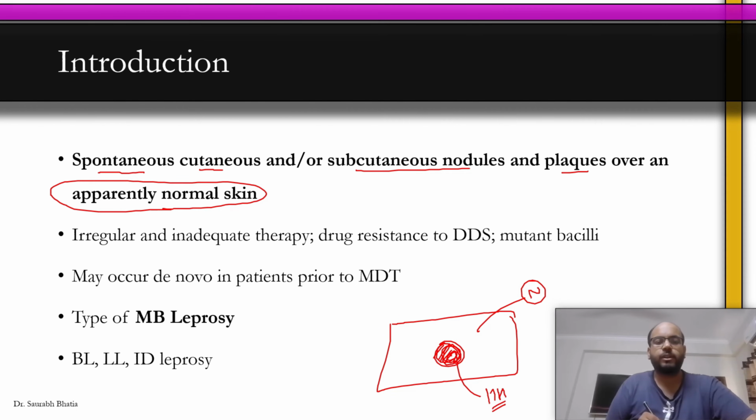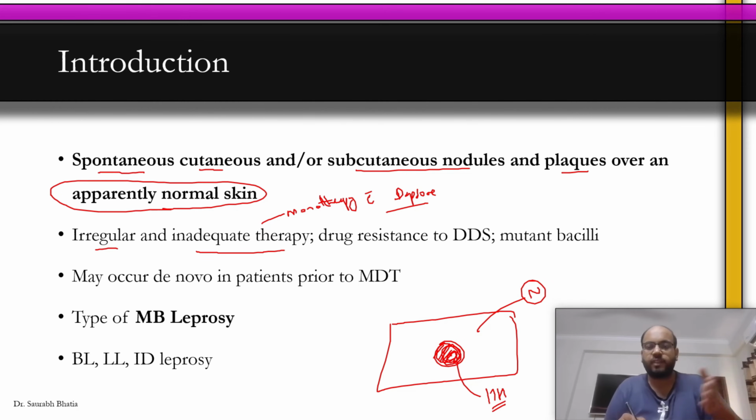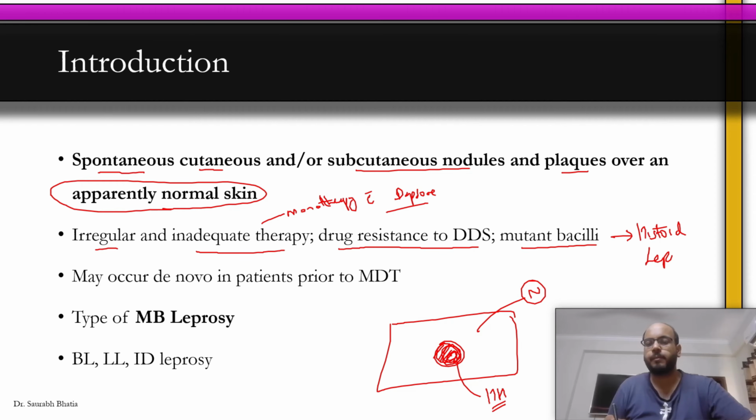Now, patients who undergo irregular or inadequate therapy, mostly if they are on monotherapy with dapsone, are more prone to develop histoid type of leprosy. Or patients who have been infected with drug resistance to dapsone, in which the lepromatous bacilli have resistance to dapsone, or if you have a mutant bacilli, these all predispose a patient to develop histoid leprosy.